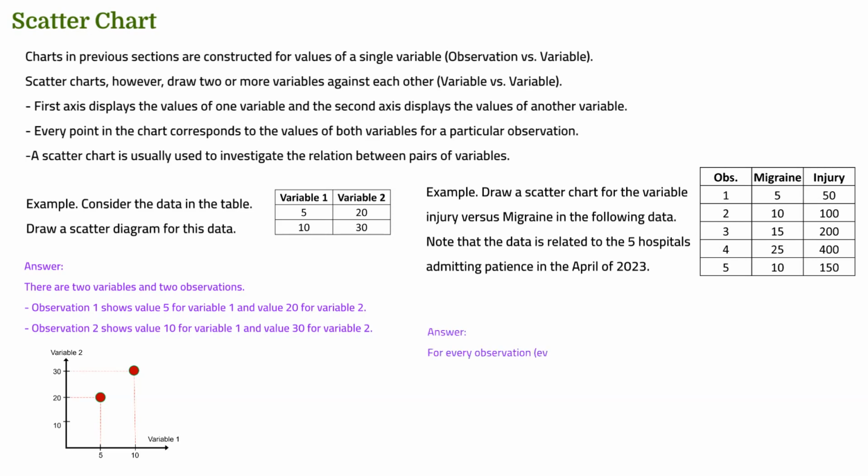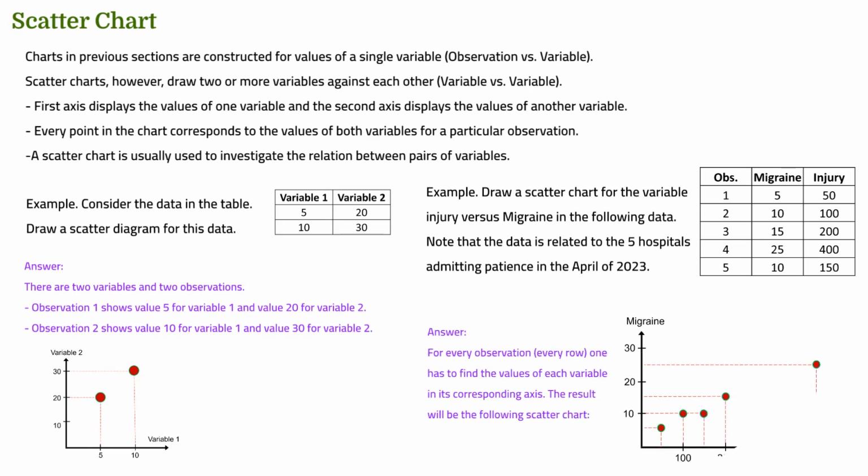Answer. For every observation, every row, one has to find the values of each variable in its corresponding axis. The result will be the following scatter chart.